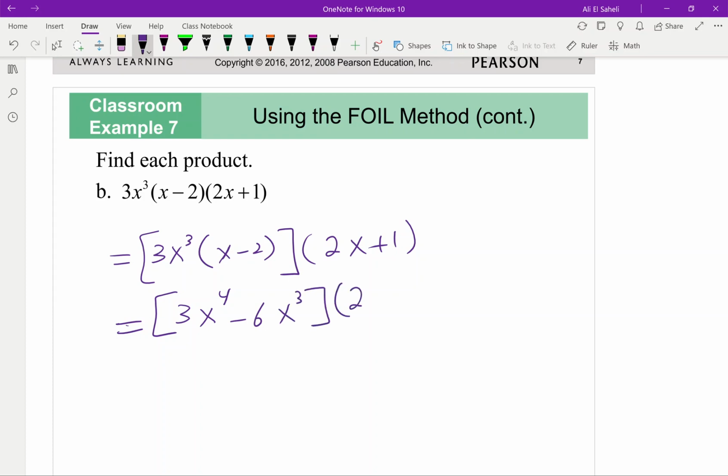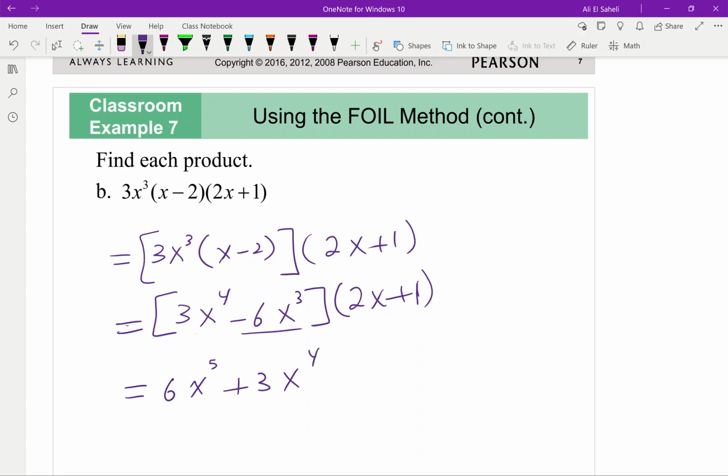This is to multiply this. So we do the same thing. This times this, this times this. Then we do also minus 6x cubed. 3x to the 4 times 2x, so that's 6x to the power 5, 4 plus 1. 3x to the 4 times 1, so plus 3x to the 4. So this is the first one.